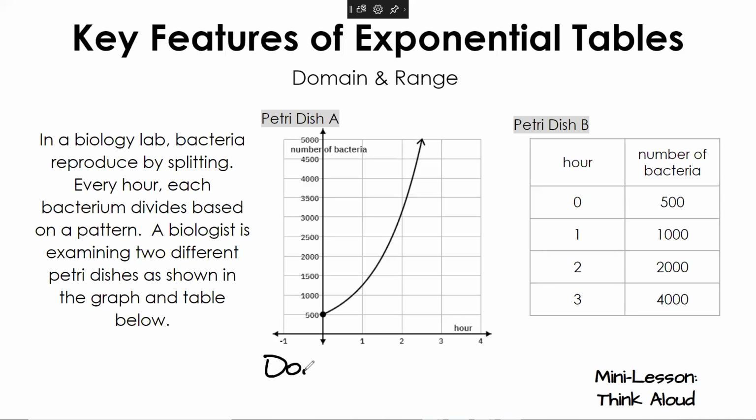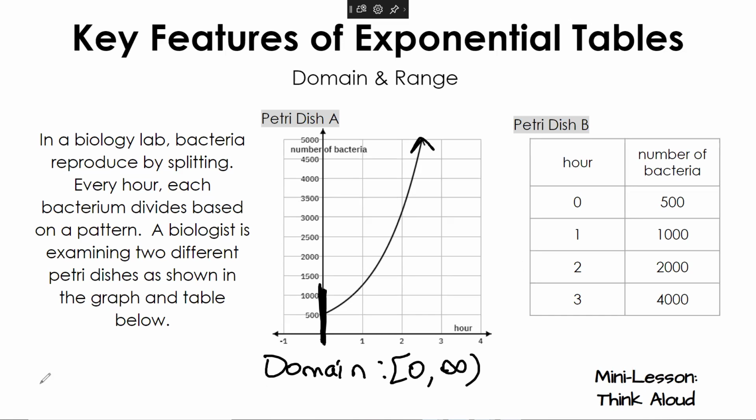So for domain, that's our x values, right? So for our x values, how far to the left do we go? What x value do we start with? 0. And how far to the right does it go? It keeps going on, right? So we're going to say infinity. Now, on a test, it might only give you the answer choices of 0 to 4 because that's where our graph is, right? Okay. However, for this purpose, we're going to put infinity because it has an arrow.